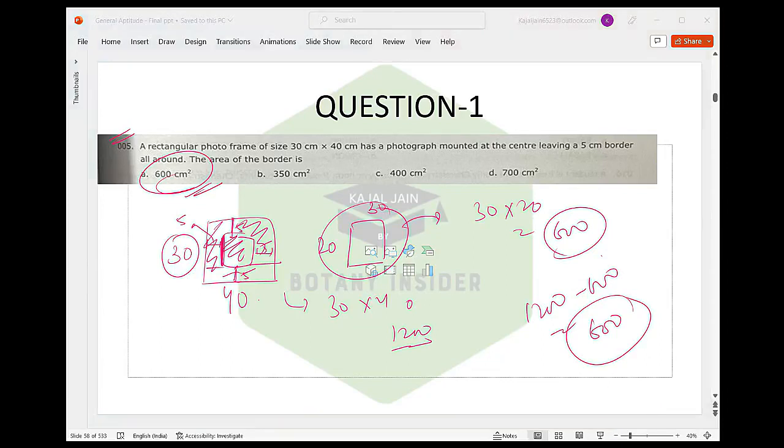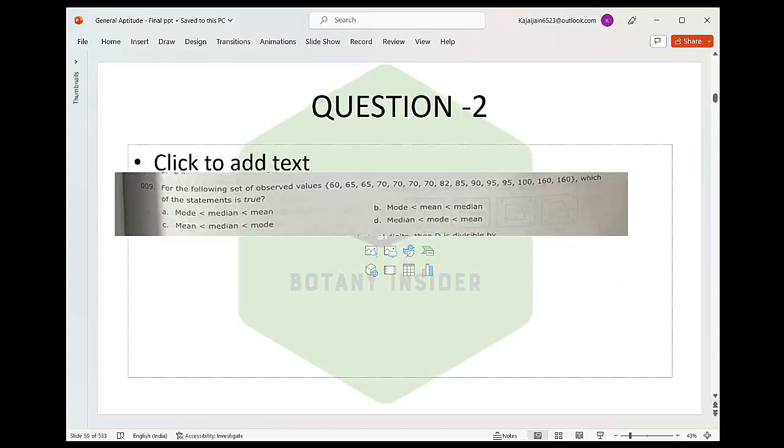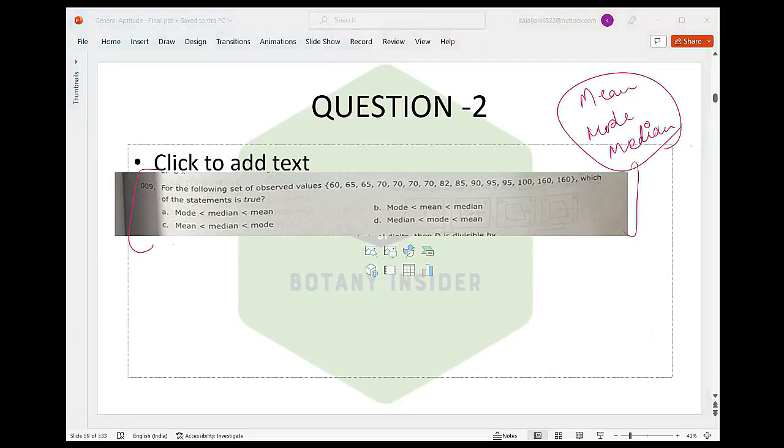Did you understand this question, everyone? Very, very simple question, right? Very good. All of you got it correct. Next question. This one is related to your mean, median, and mode. Give it a try to this. With this, you can revise your three concepts together.